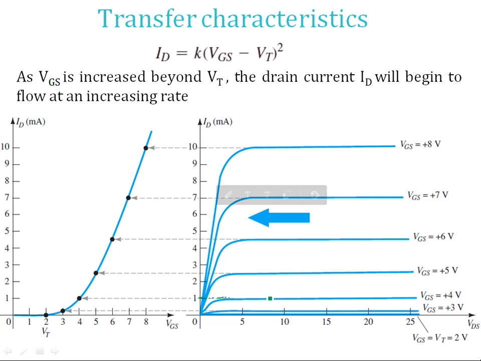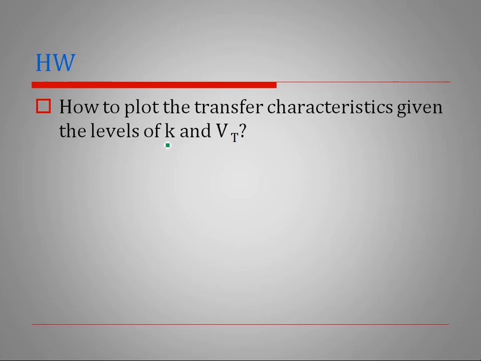So this is the transfer characteristics. This is the nonlinear relationship based on which we are plotting the transfer characteristics, similar to a JFET. As VGS is increased beyond VT, the drain current ID will begin to flow at an increased rate. That is, this equation is giving that relation. When VGS is equal to VT, ID is 0. You can see that here. And this is the point for VGS equal to 8 volt, that is ID is 10 milliampere, and like that you mark the points and plot the transfer characteristics.